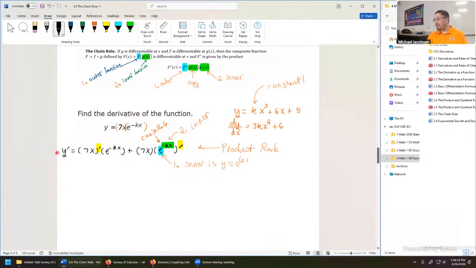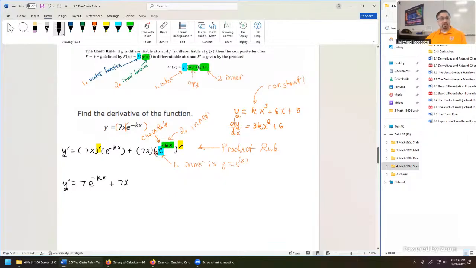Okay, so now to finalize this, we have y prime, the derivative at x. First, it's a derivative of a linear function. So if it's x power 1, x vanishes and we keep the constant 7. E negative kx is just being copied. We can drop parentheses here and copy in 7x.